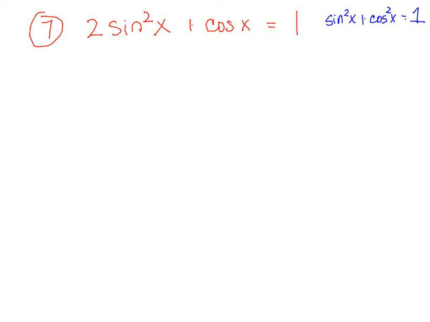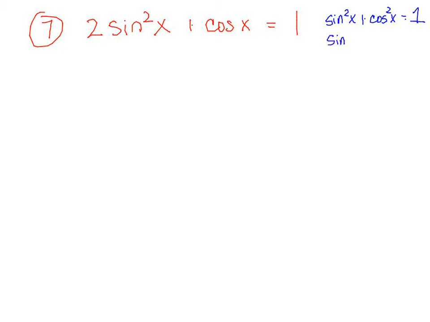Number 7, we have 2 sine squared x plus cosine x equals 1. This one takes a little more work because we have sine and cosine in this problem. We want to rewrite these in terms of one or the other. We know that sine squared x plus cosine squared x equals 1. So let's use this conversion.